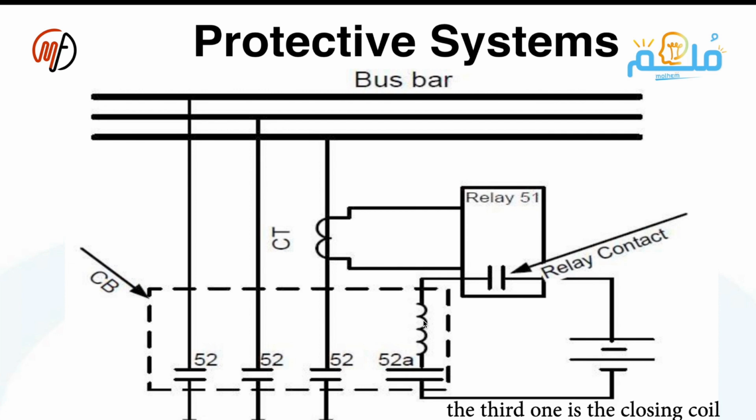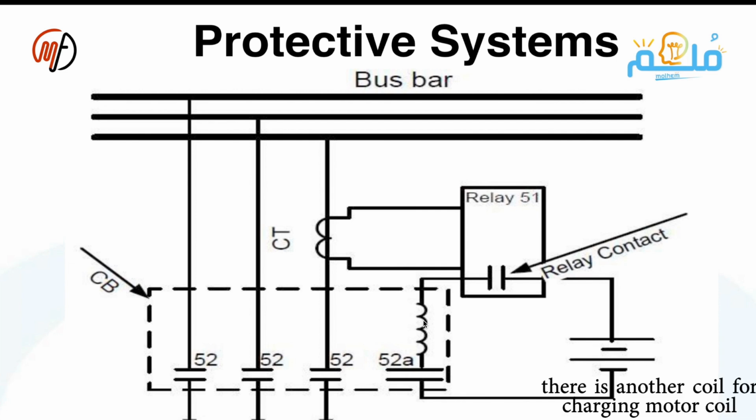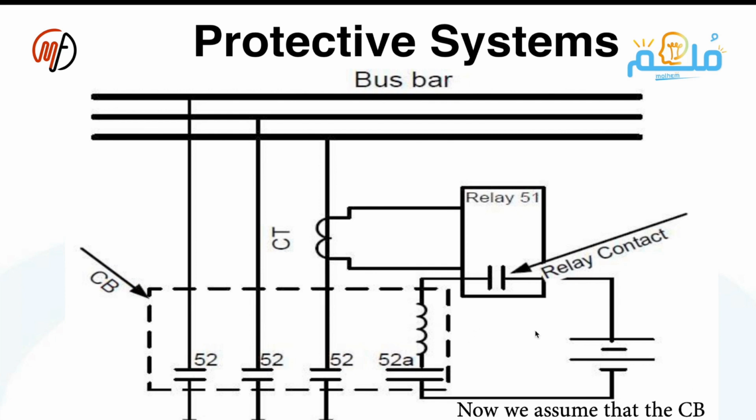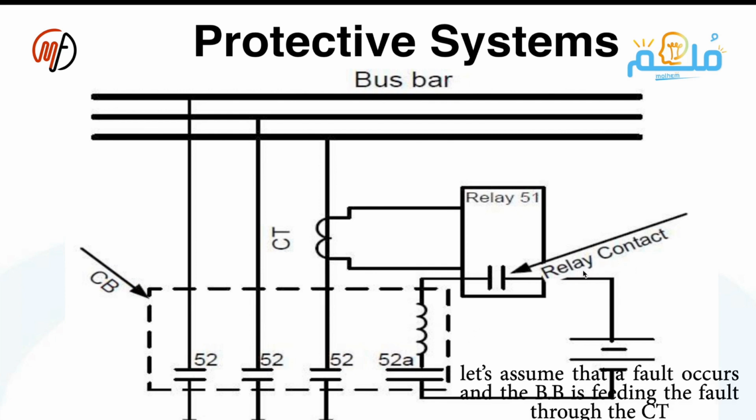Now let's assume another scenario. Let's say the circuit breaker has a fault and the bus bar comes to feed the fault area through the CT and the relay gives a trip command. The battery current reaches the trip coil and the trip coil activates, but unfortunately there is a mechanical fault in the circuit breaker and it doesn't open. What do we do in this case? In this case, we move to what's called the breaker failure.